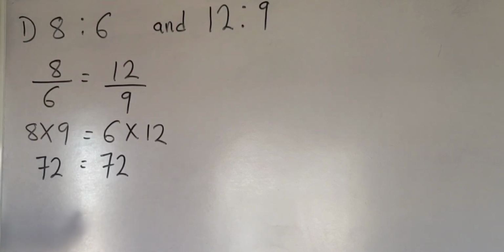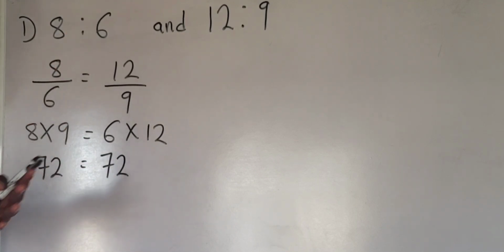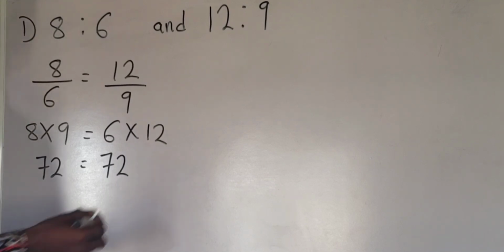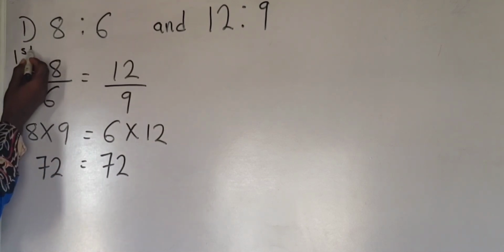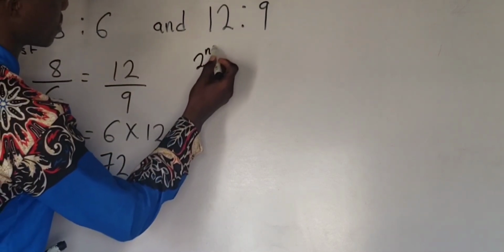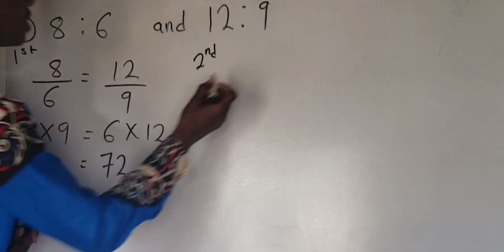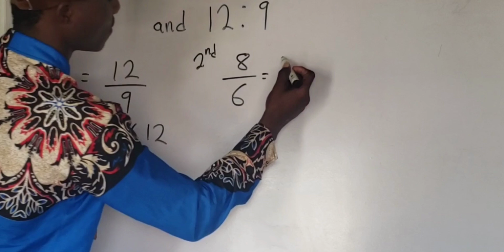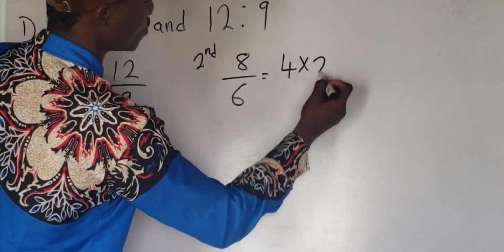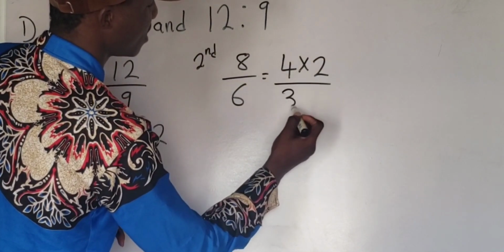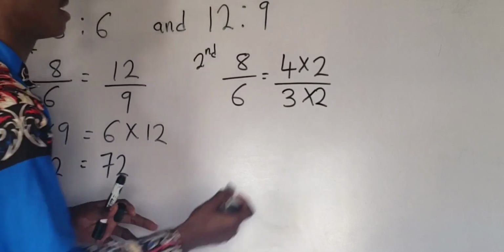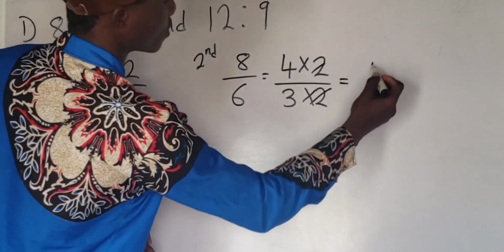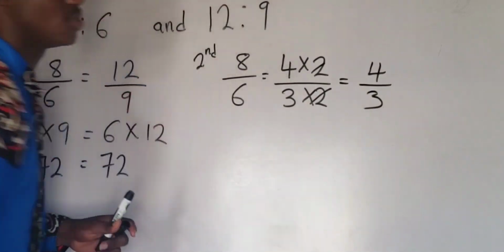Okay, let's use the second method now. For the second method, we just have to change both ratios to fractions and reduce them to their lowest term. So I want you to pay attention. 8 ratio 6 is 8 over 6. And this can be written as 4 multiplied by 2 all over 3 multiplied by 2. You understand? So these two, we cancel these two. So I'm left with what? 4 all over 3. You understand?